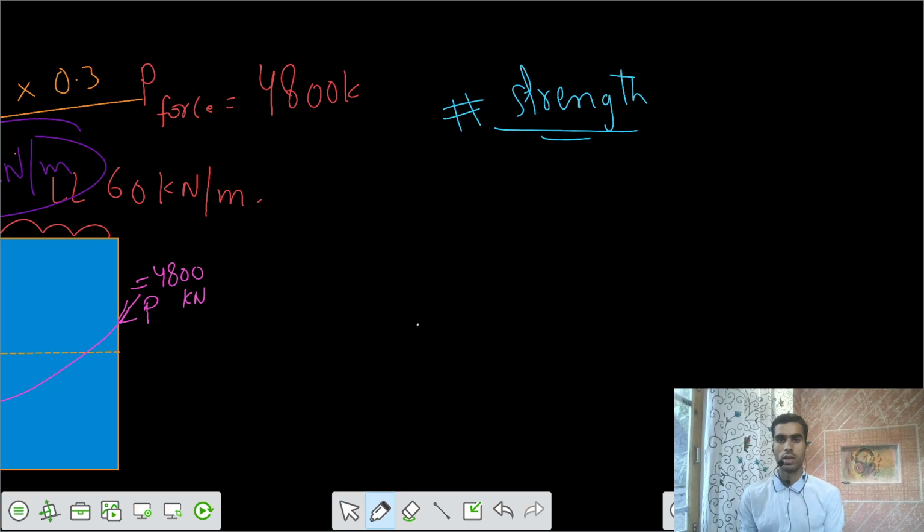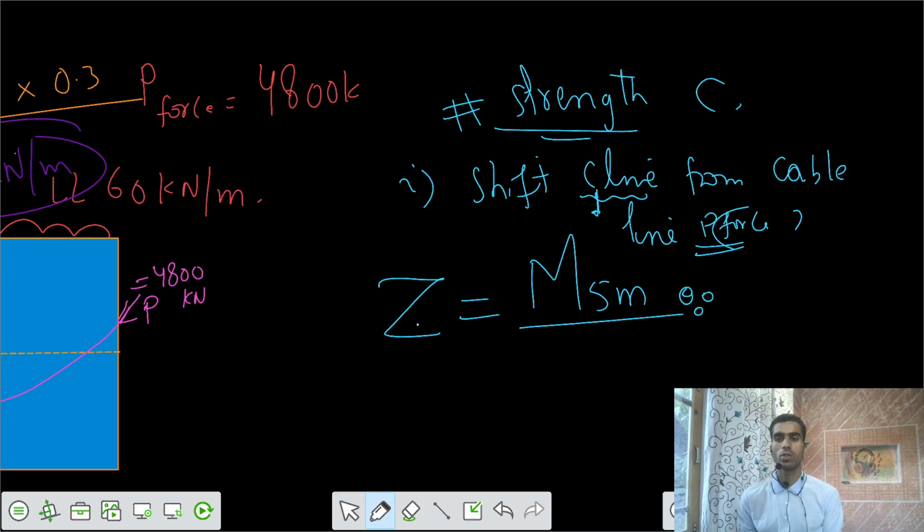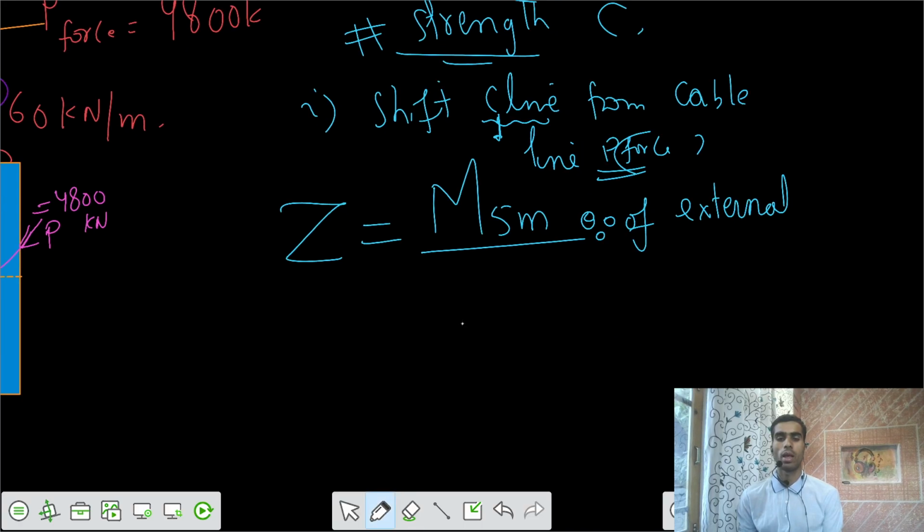In that, the first step is the calculation of the shift of the C line from the cable line. That means where the C force is acting and where the P force is acting. We represent that as Z, which is the actual moment at the 5 meter section because of the external loads, divided by the P force, P cos theta, because your cable is not purely axial. So Z is M at 5 divided by P cos theta.